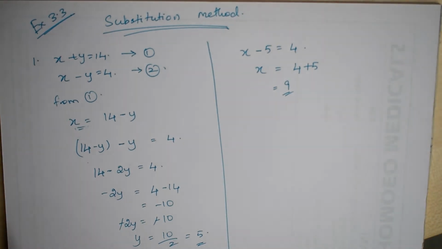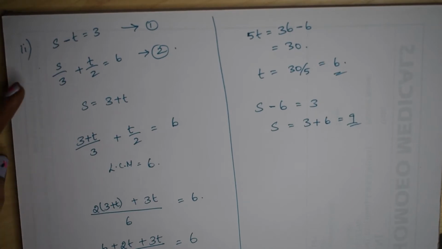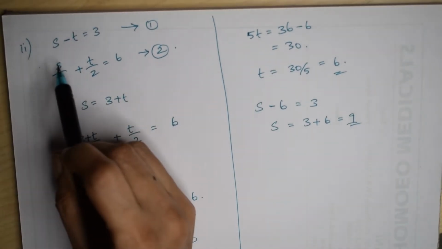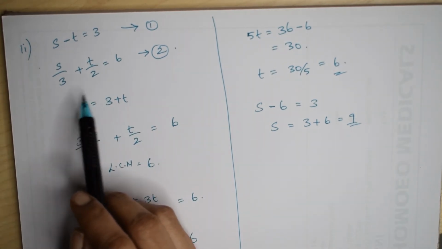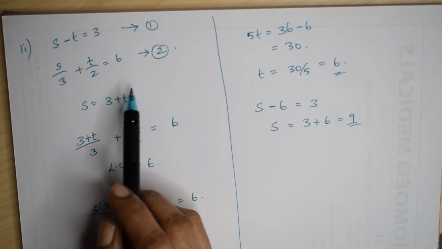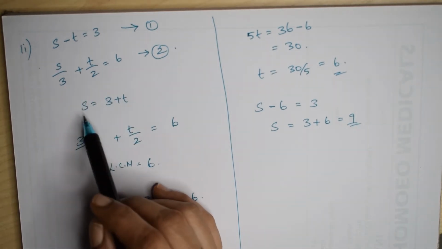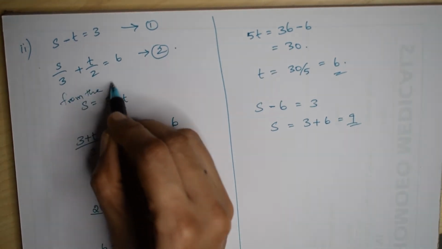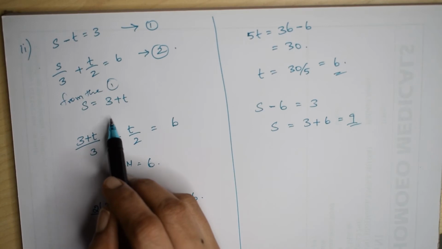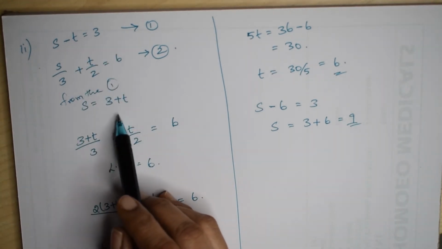Now we will go to the second sum. Now I will repeat the sum. The first equation, s minus t is equal to 3. The second equation is s by 3 plus t by 2 is equal to 6. I find the value of s from the first equation. From the first equation, I bring the t to the right hand side and s is equal to 3 plus t.